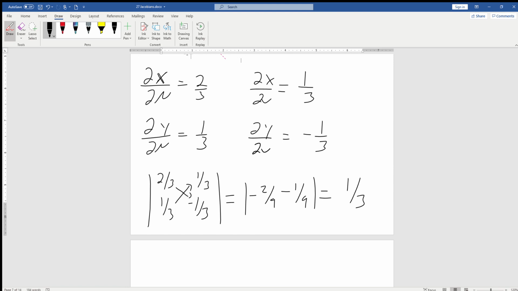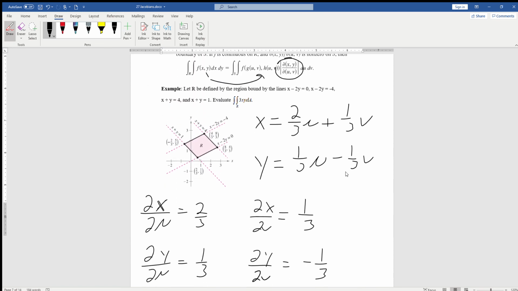Now this is our Jacobian multiplier, similar to r dz dr d theta, or rho squared sine phi d rho d phi d theta. This time we just have a 1/3. We're going to go back up.